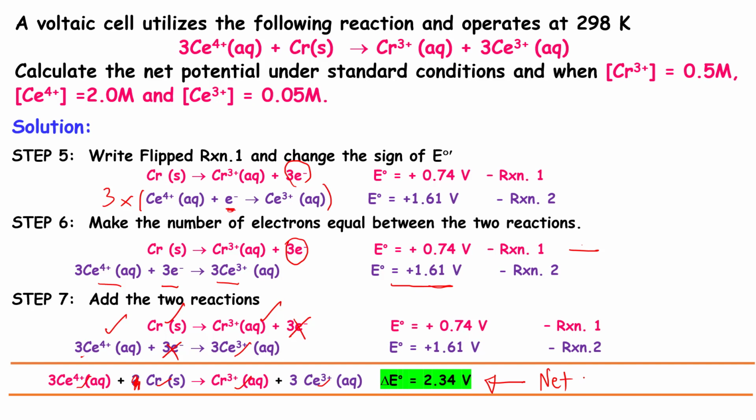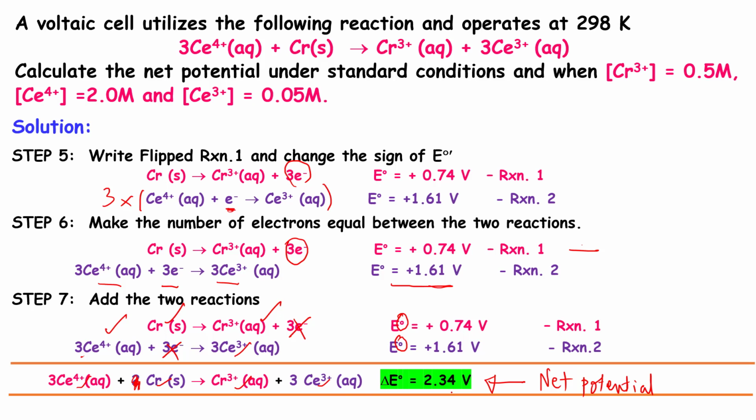This is the net potential of this redox reaction under standard conditions. We say it's under standard conditions because we have manipulated only E naughts, right? E naughts were all measured under standard conditions. So therefore, delta E naught is also measured under standard conditions. So we get the net potential of the reaction. So we have the net potential now.